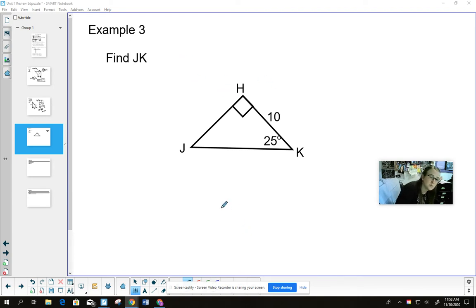Okay, so this one, we have an angle, guaranteed. This is going to be regular trig. We talked about that on our cheat sheet.